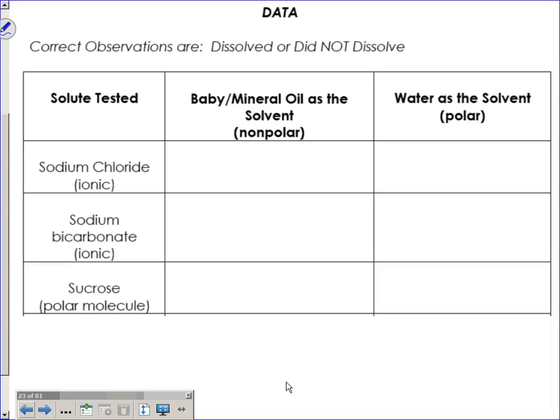Ayana's group. Water. Okay, so what happened then? Give me dissolve or not dissolve? Did not dissolve. Okay. Who had sodium chloride in water? Sodium chloride in oil? Did not, right?